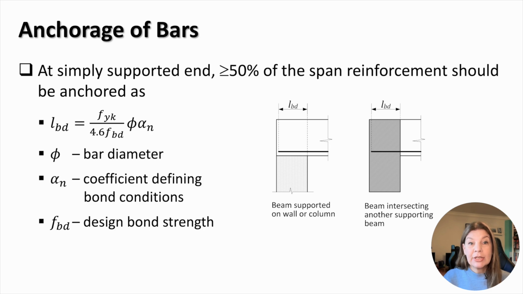At a simply supported end, more than 50% of the span reinforcement should be anchored in the support. The necessary anchorage length is calculated using the equation given on this slide. As you can see, the anchorage length depends on bar diameter and the condition and strength of the bond between the steel bar and the concrete.